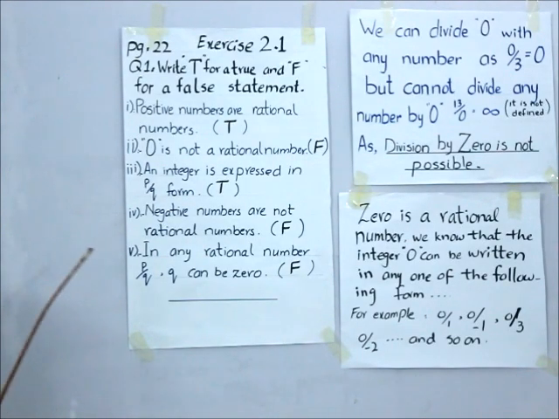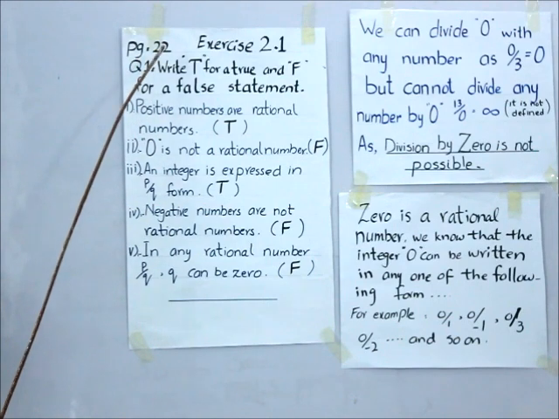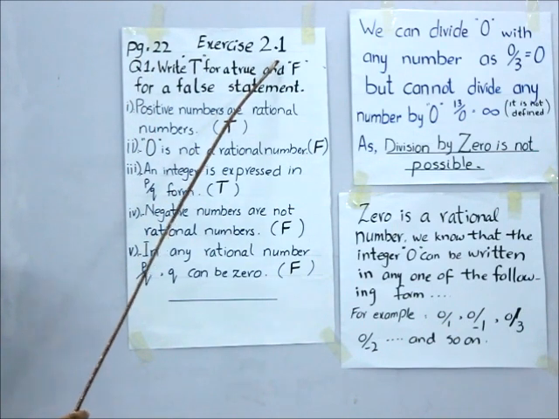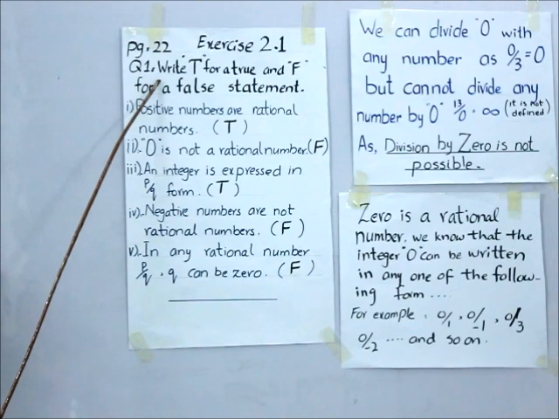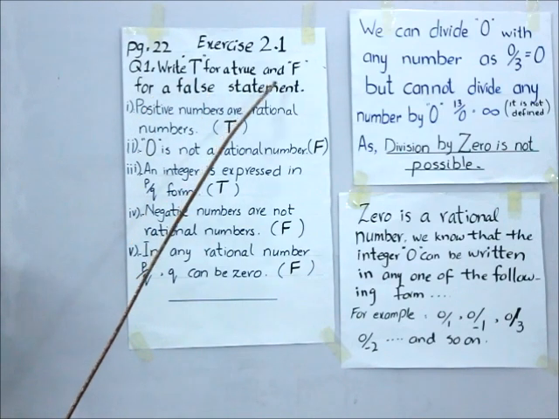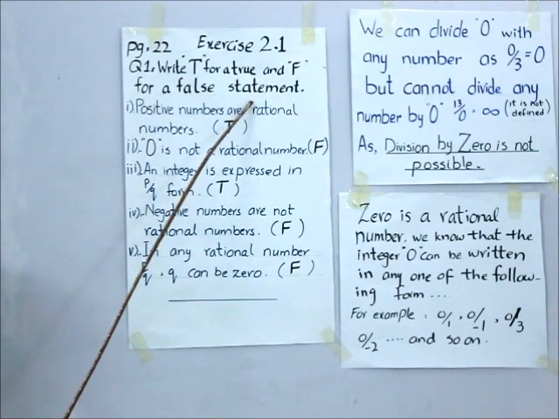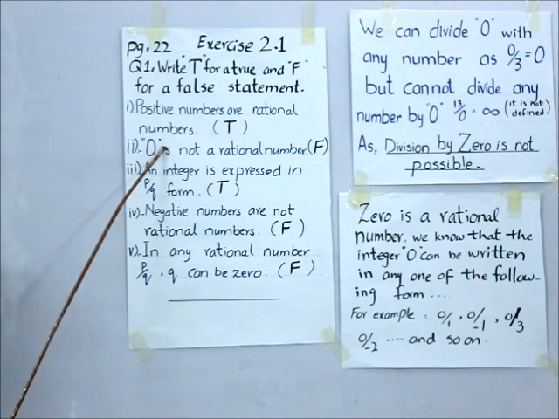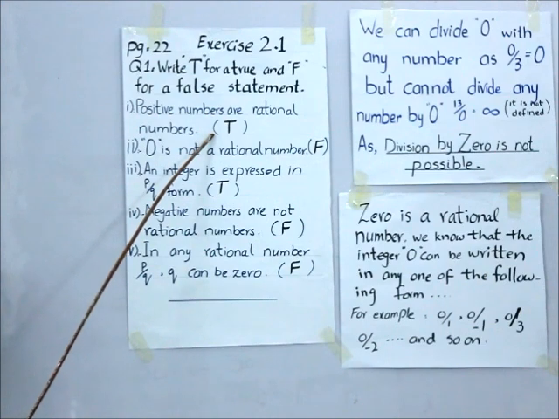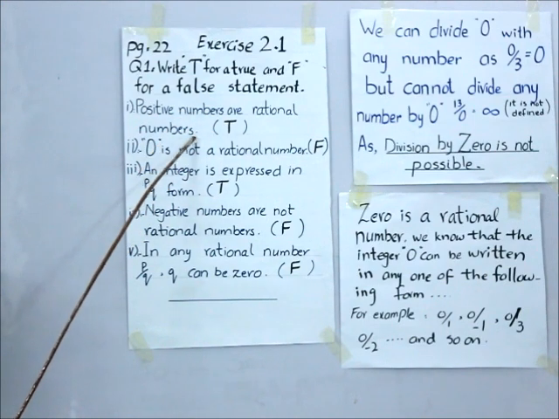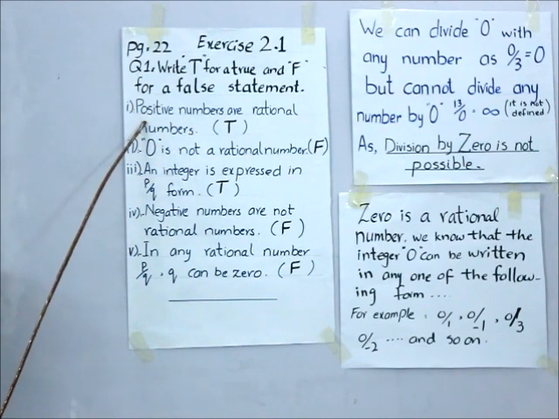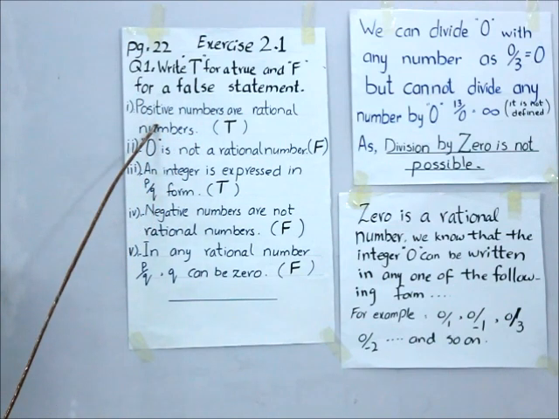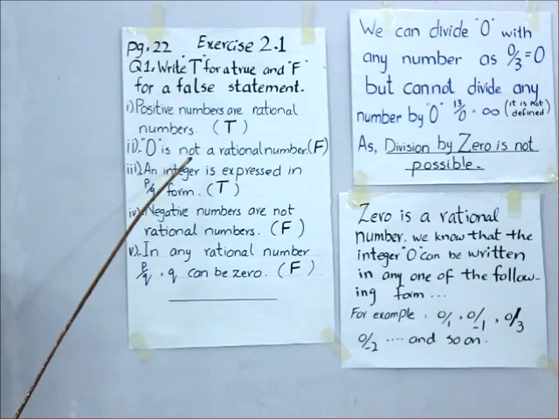Now students, after explaining rational numbers, open your books, page number 22, exercise 2.1, question number 1. Write T for a true and F for a false statement. Number 1. Positive numbers are rational numbers. This statement is true. You know it very well, whenever we are talking about integers, every positive number is a part of the integers. So, this is a true statement.